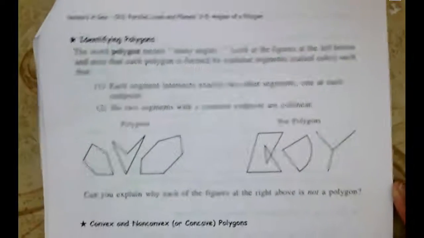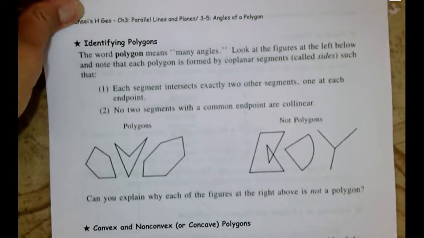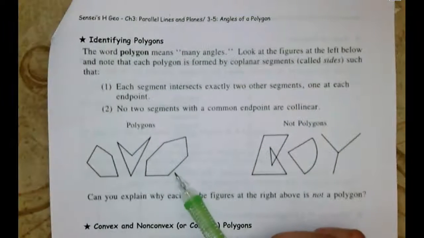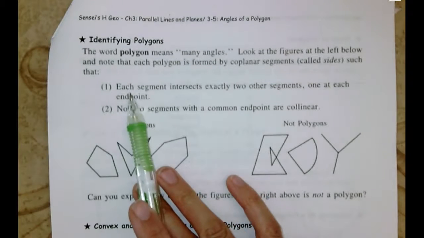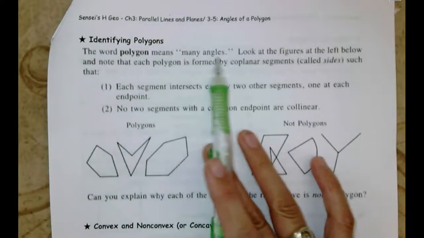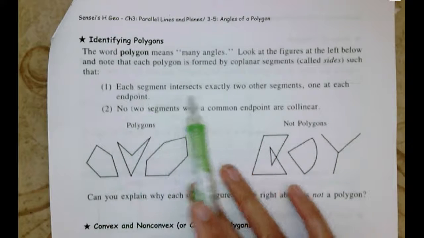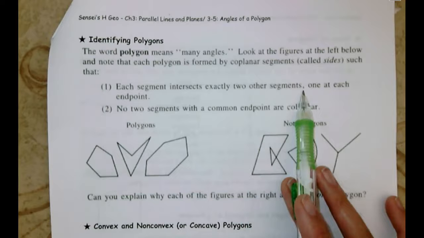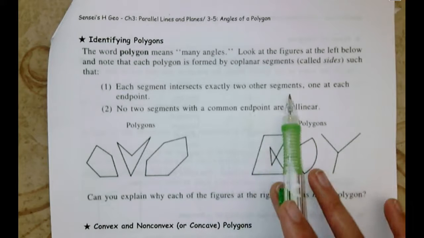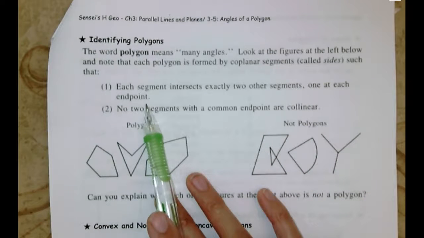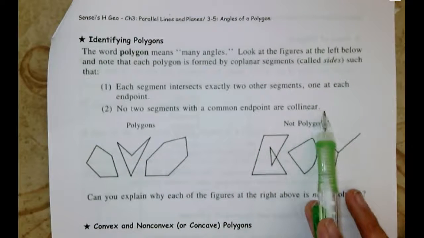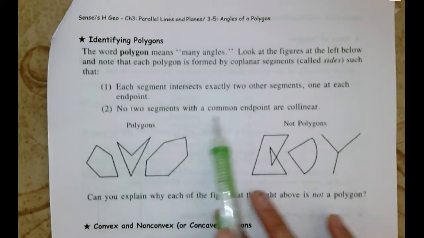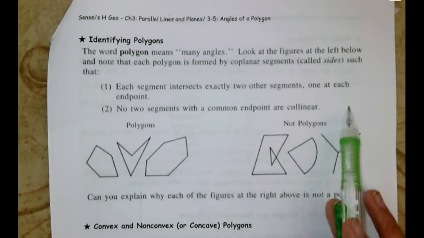Here are the rules for identifying polygons. Polygons, not polygons. What's wrong with this one? These are the definition of polygons. Polygon means many angles. Each segment intersects exactly two other segments, one at each endpoint. No two segments with a common endpoint are collinear.